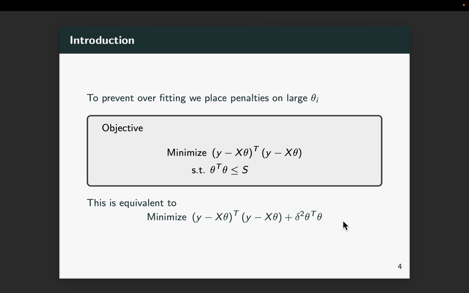You have the reconstruction loss or the data fit term plus some non-negative quantity, which is delta square, times the penalty term. Right. Is this becoming clear? Any question?